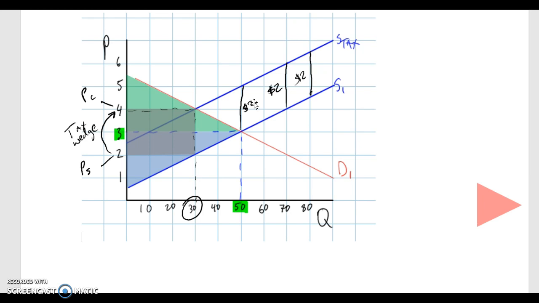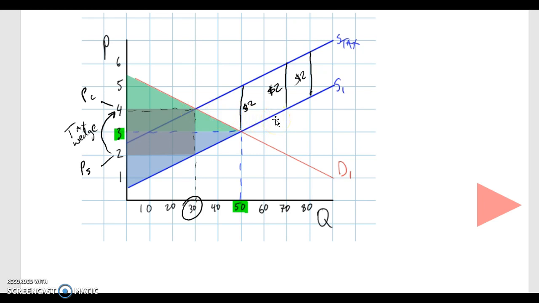So if we look at, coming back to the revenue, it would have been 2 times 30. So government revenue here would be 60. Coming back and looking at the situation after the tax, we know price for consumers has gone up. Quantity in the market has fallen from 50 to 30 because of the law of demand. We've moved from this point to this point on the demand curve.